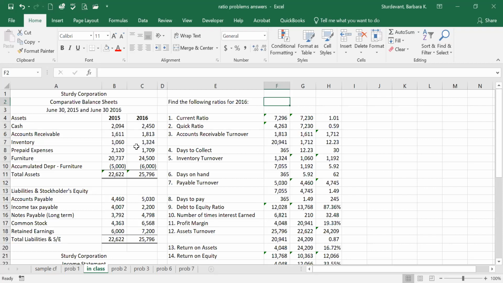All right, so current ratio: current assets over current liabilities. If you have questions, again, as I'm going through, ask.